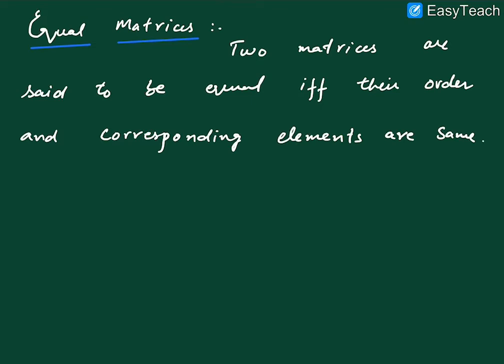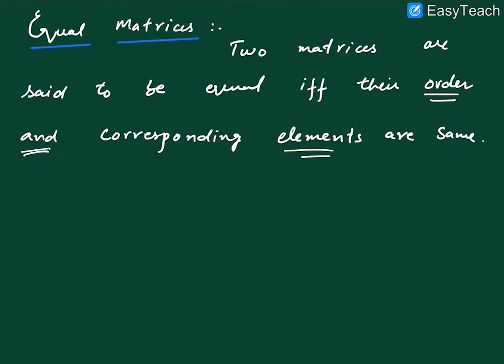So how did we define equal matrices? Two matrices are said to be equal if and only if their order and corresponding elements are same or equal. The "and" means both conditions should be there. Their order should be same and corresponding elements should be same.